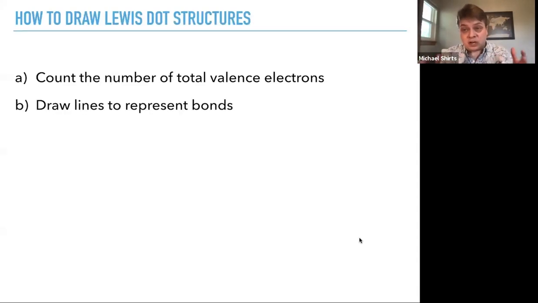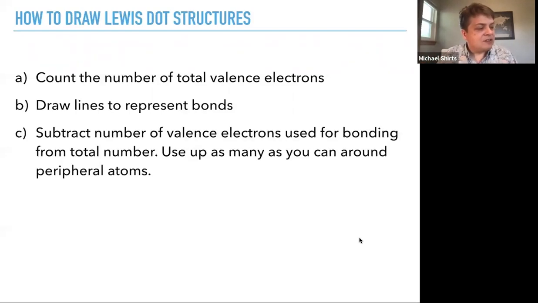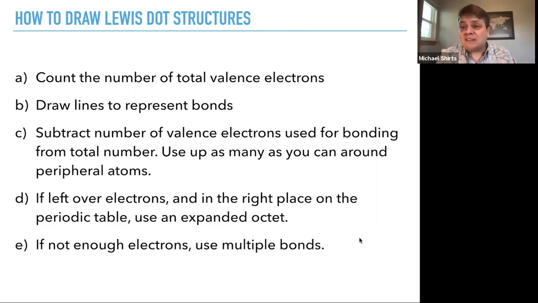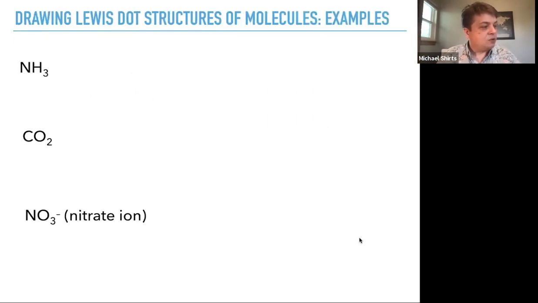First of all, you've got to start off connecting the atoms that you have, and subtract the number of valence electrons used for bonding from the total. Use up as many of the extra electrons as you can around the periphery atoms. And if there are leftover electrons in the right place in the periodic table, use an expanded octet. We'll get into that later. We won't get to that rule yet. If there's not enough electrons, use multiple bonds. If there's a deficiency of electrons, then 2 atoms can share electrons. So let's actually put these rules into practice.